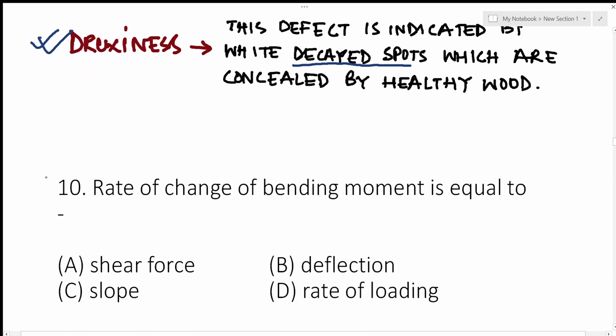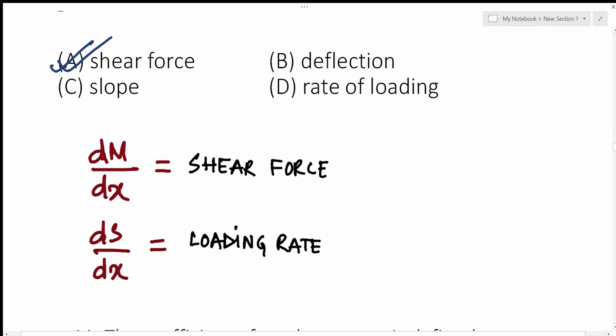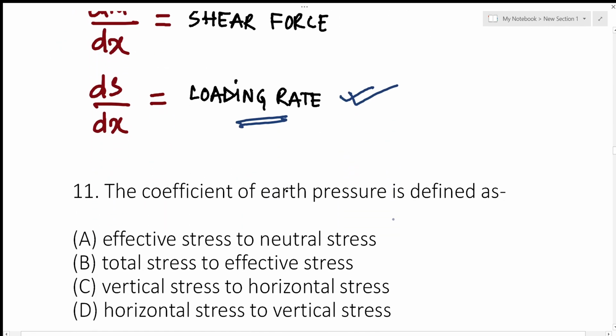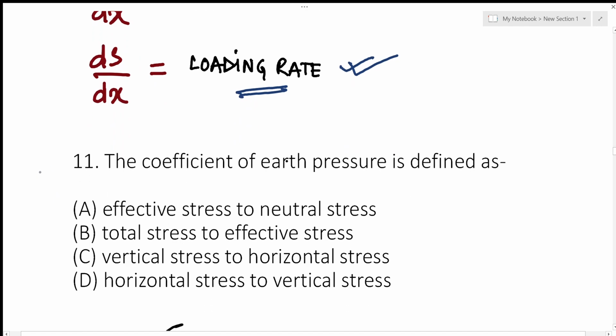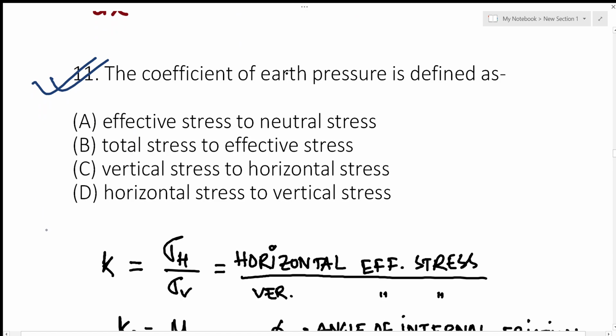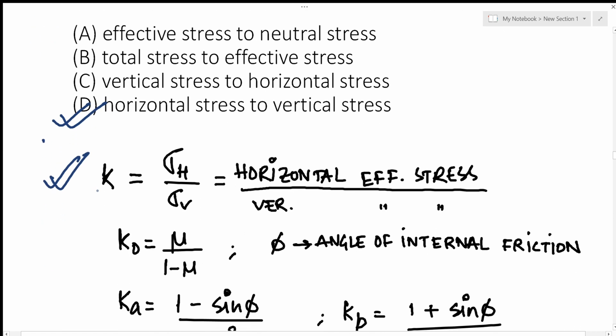Now rate of change of bending moment is given by, very easy question, rate of change of bending moment is given by shear force, and also rate of change of shear force is given by loading rate. So remember both. The coefficient of earth pressure is defined as horizontal effective stress to the vertical effective stress. So the answer would be D, horizontal effective stress to vertical effective stress.